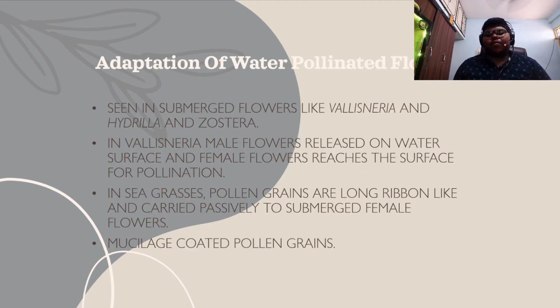Adaptations of water-pollinated flowers, seen in submerged plants like Vallisneria, Hydrilla and Zostera. In Vallisneria, the male flower is released onto the water surface and the female flower reaches the surface for pollination. In sea grasses, pollen grains are long and ribbon-like and carried passively to submerged female flowers. Pollen grains are coated with mucilage.